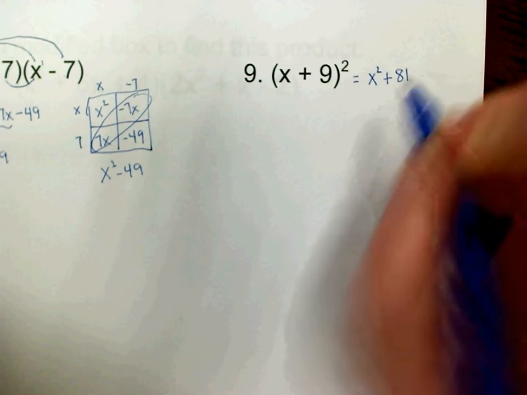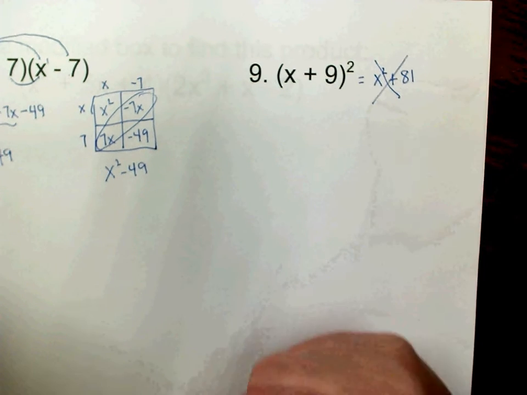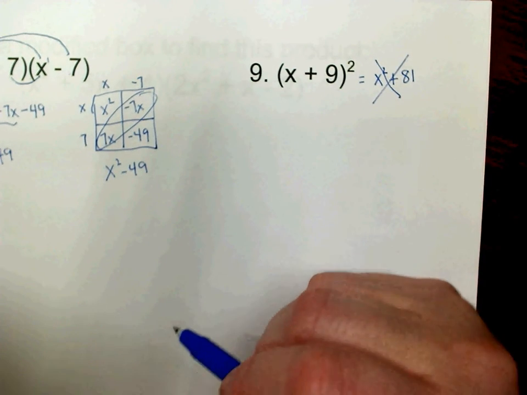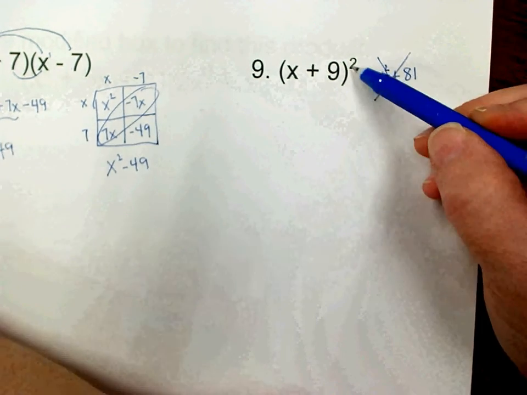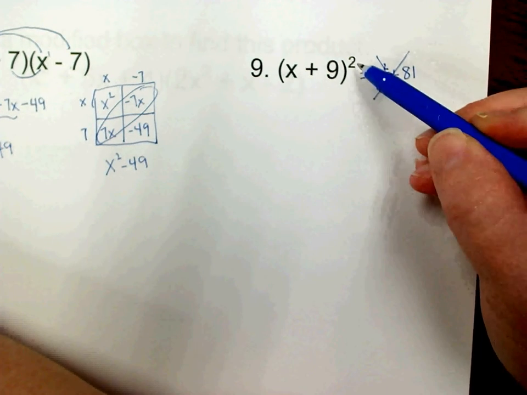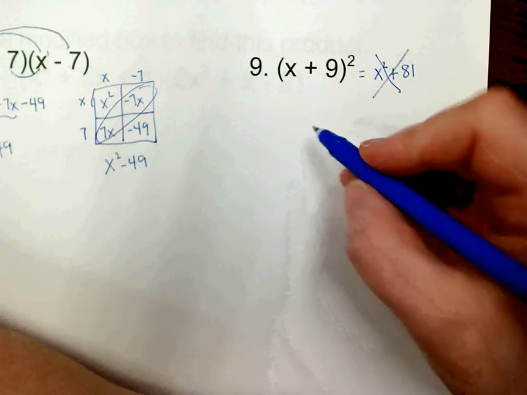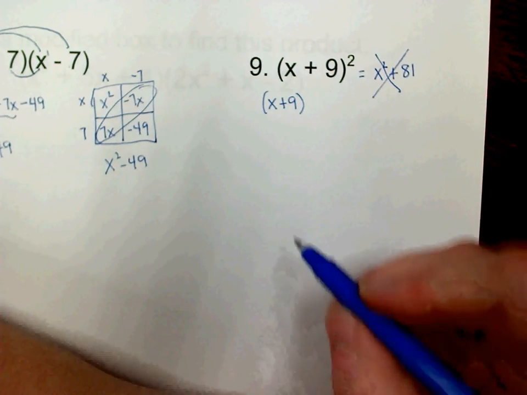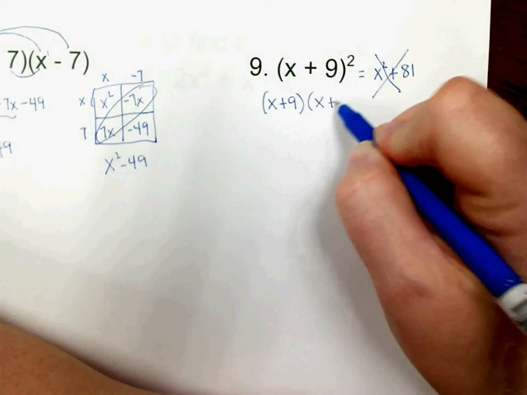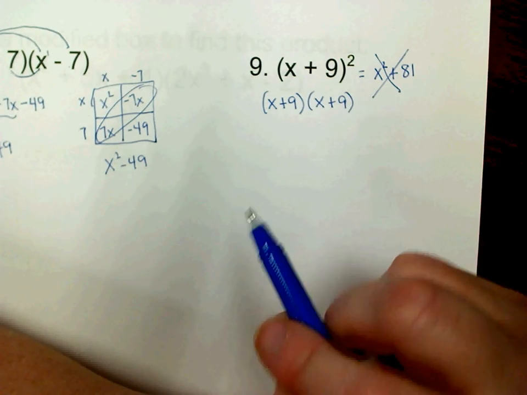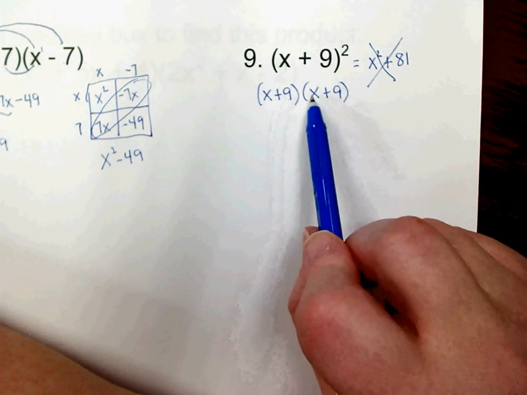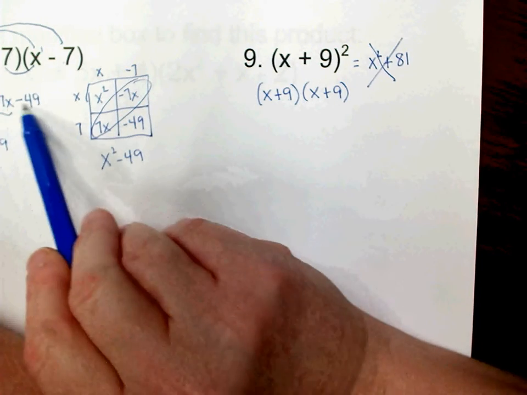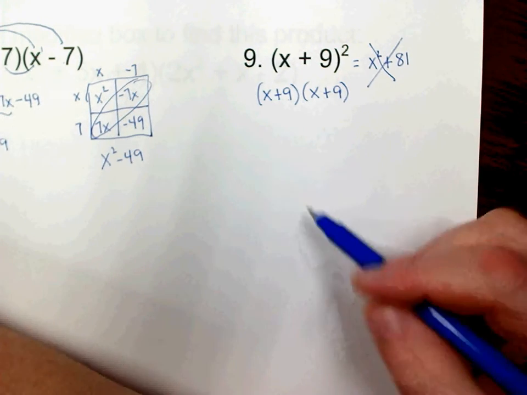That is incorrect, so do not do that. Remember, when you square a number, it means to multiply it by itself. So x plus 9 squared means x plus 9 is being multiplied by itself, another x plus 9. So I hope you know now when you multiply two terms by two terms, you should be getting 4 terms as your process of your distributive property.